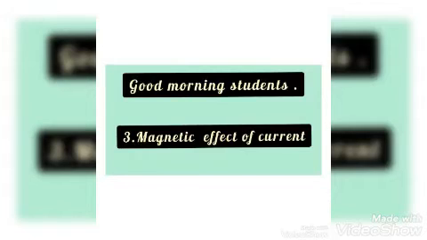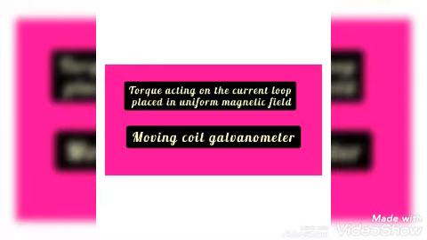Good morning students, Unit 3 Magnetic Effect of Current. In this video we are going to see torque acting on the current loop placed in a uniform magnetic field. Next one, moving coil galvanometer.